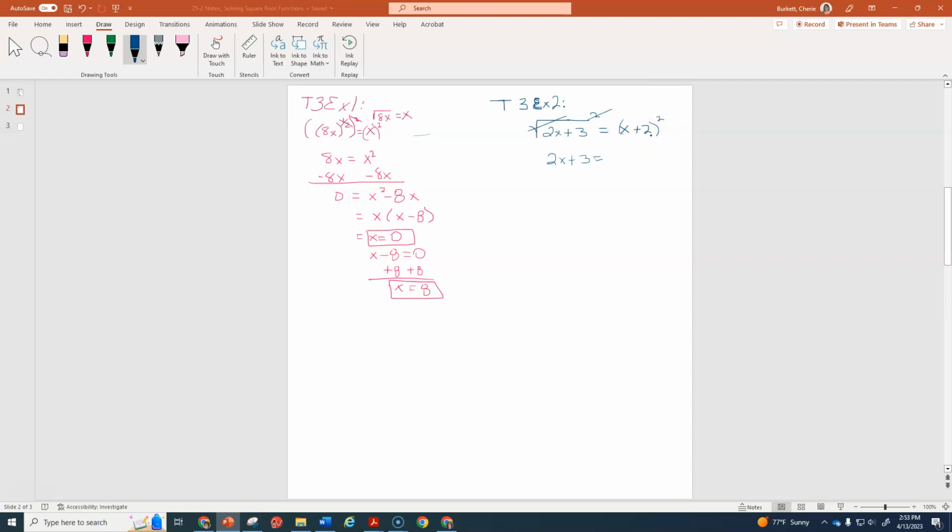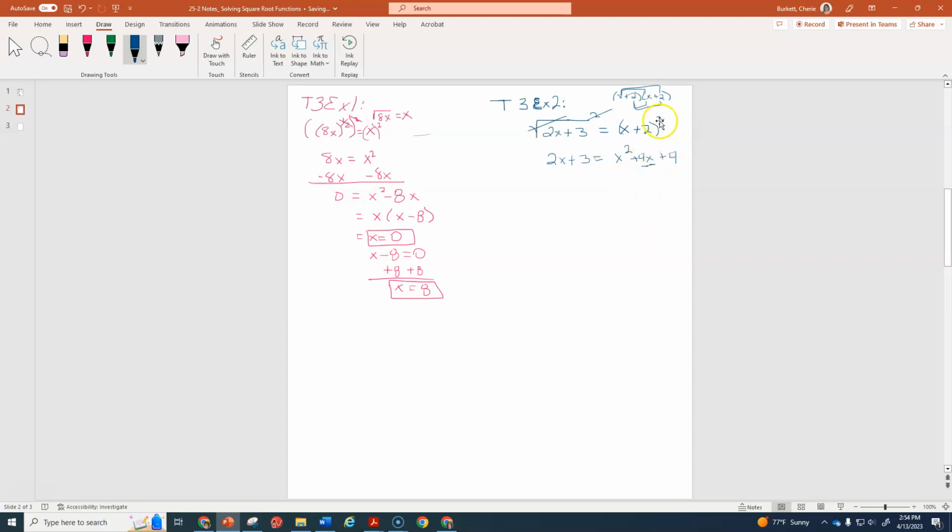Remember, x plus 2 squared means x plus 2 times x plus 2. You have to do FOIL and combine like terms. So you get x squared, you get 4x, and then you get 4. People are going to forget this middle term because you get x times x, you get x squared, that gives you 2x, that gives you 2x, that gives you 4. You put the two 2x's together and get 4x.